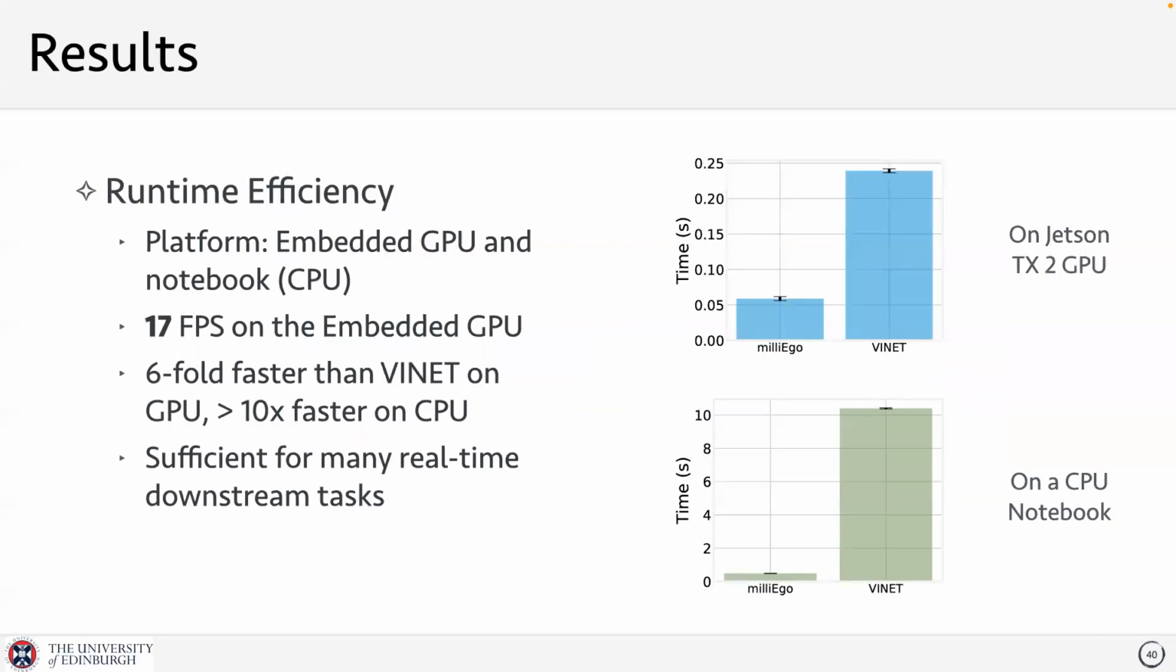All right, last bit about mmEgo is runtime efficiency. Due to the intrinsic sparsity of the radar data, the mmEgo system is able to efficiently estimate the motion at a frame rate of about 17 FPS, even on an embedded GPU. In our case, it's an NVIDIA TX2. This is actually quite powerful, because this kind of FPS rate is already enough for a lot of downstream tasks, even without offloading the computation.